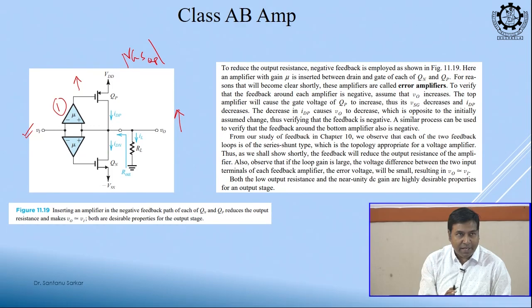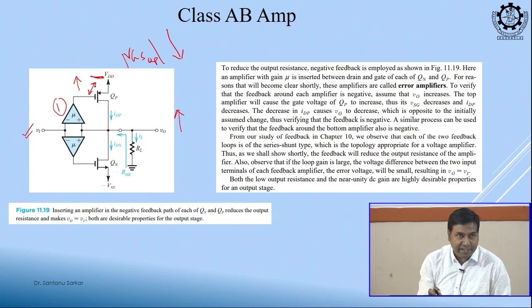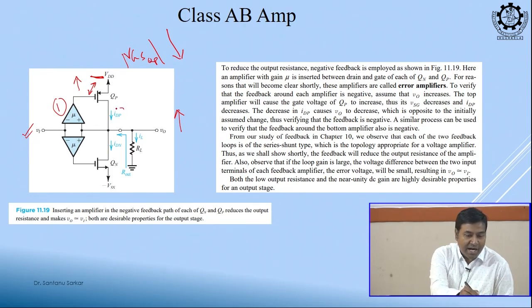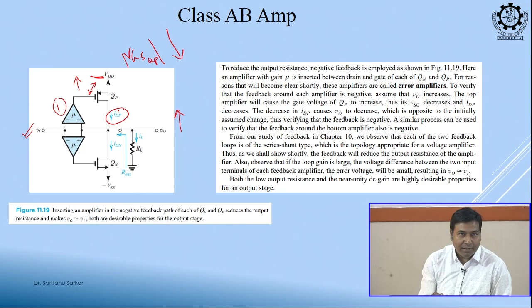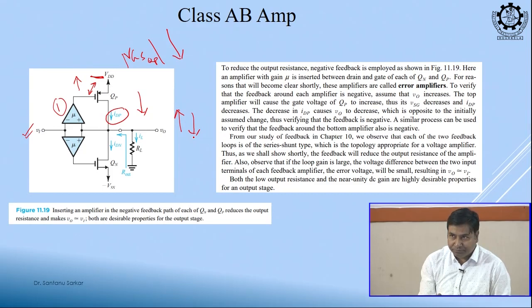If this output is increased, this magnitude of VGS of QP, will it increase or decrease? This is Vs minus Vg, and Vg is increasing. So Vsg will decrease, right, because this is PMOS. This node is increasing, this is fixed, so this difference is getting decreased. If this difference is getting decreased, the current will decrease. If this current is decreased, this will balance the V0. So this is acting like a negative feedback.